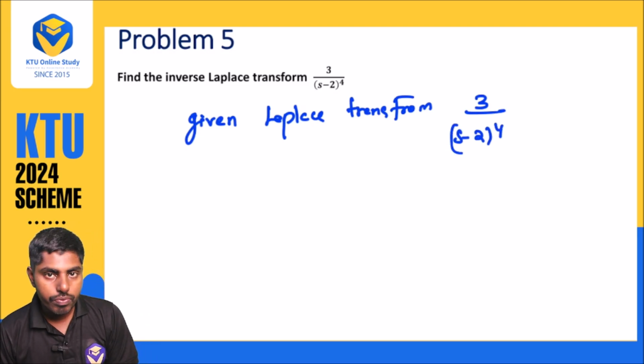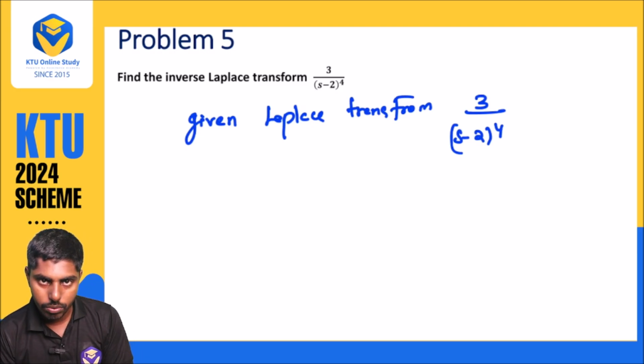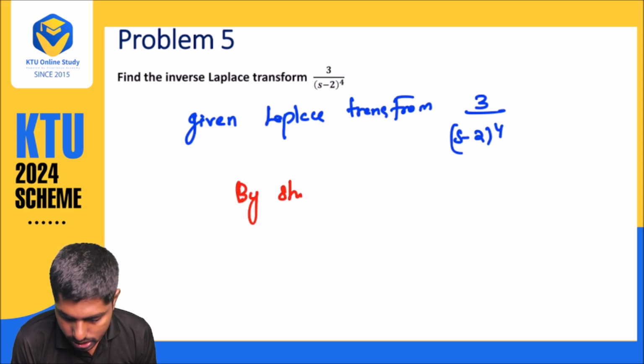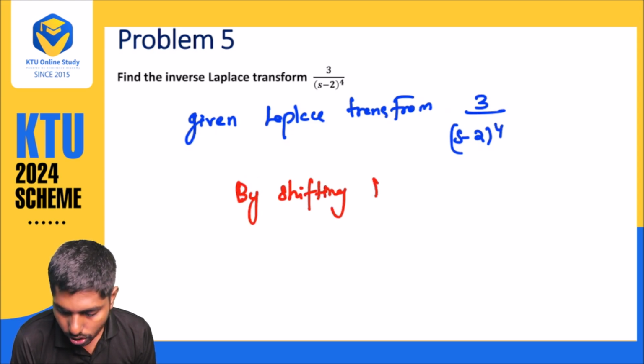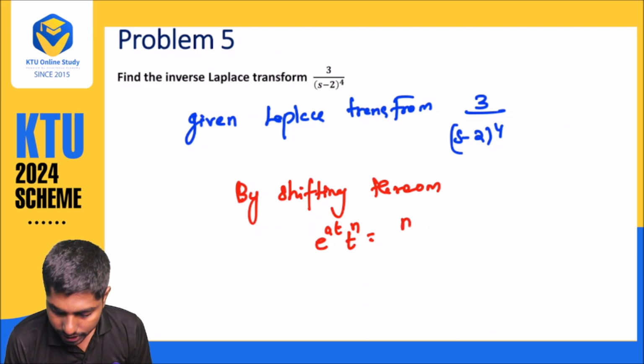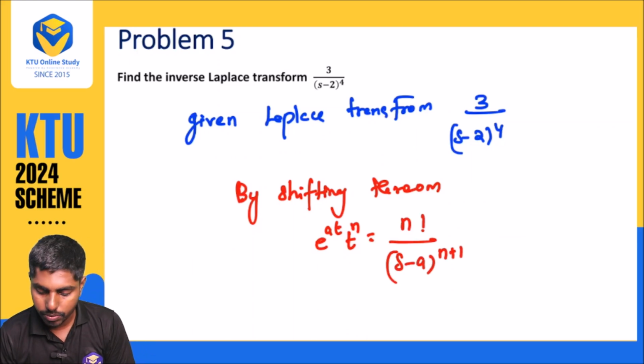So we know about the shifting property. What we have learned in the shifting property, that's the reason I have told it is the shifting theorem. By the shifting theorem, what we have learned? We know that L of e power at, t power n is what? That is nothing but n factorial divided by x minus a, the whole power n plus 1. This is the thing we have learned in our shifting property formula.